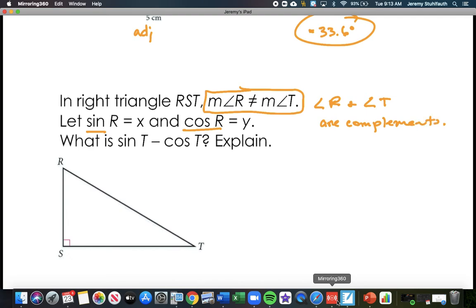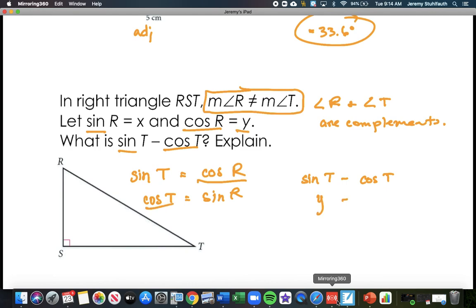We know that if sine R equals x, then sine of T is going to be equal to cosine R. And we know that cosine T is equal to sine R. So again, it asks what's sine T minus cosine T. Sine T is equal to cosine R, so cosine R is y. So y minus cosine T, which is equal to sine R, which is x. So sine T minus cosine T is equal to y minus x.